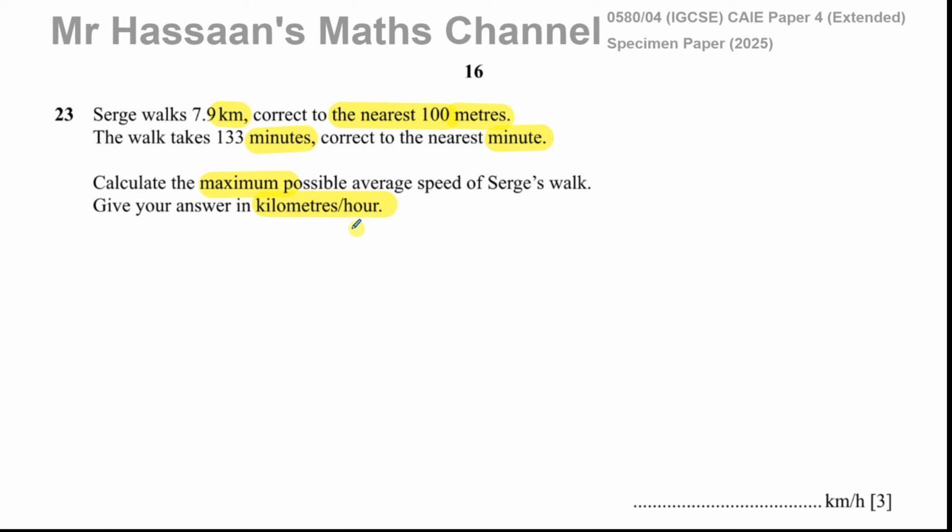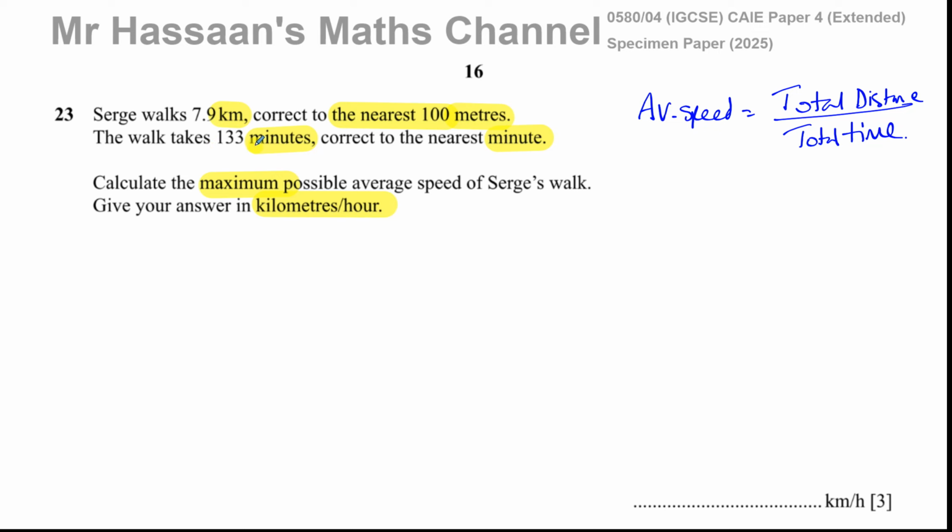Now, first of all, we know the average speed of a journey is equal to the total distance traveled over the total time taken. So we have 7.9 kilometers and 133 minutes.